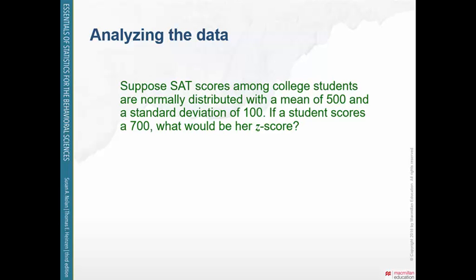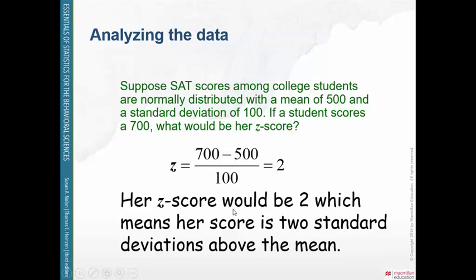All right, if you've done this, how would we do it? The z-score is the x-score of 700 minus the mean of the population, mu, which is 500, divided by the standard deviation of the population, or sigma. The standard deviation is 100, so we divide by that. So 700 minus 500 is 200, divided by 100 is 2. So what does that tell us? It tells us her z-score would be 2, which means that individual's score is 2 standard deviations above the mean, and she should be very happy with herself.